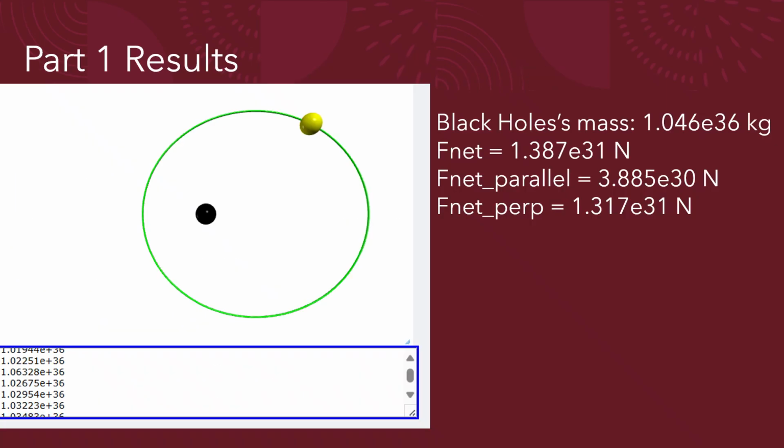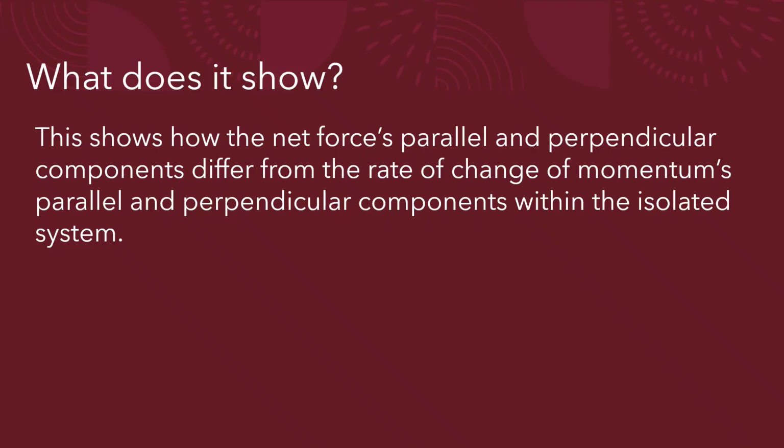This is a screenshot of part 1's results with some of the calculated masses for the black hole. We got an average for the black hole's mass being this number, and then you can see the calculations for the net force and its individual components here as well. This lab helps to show how the net force's parallel and perpendicular components differ from the rate of change of momentum's parallel and perpendicular components within the isolated system.